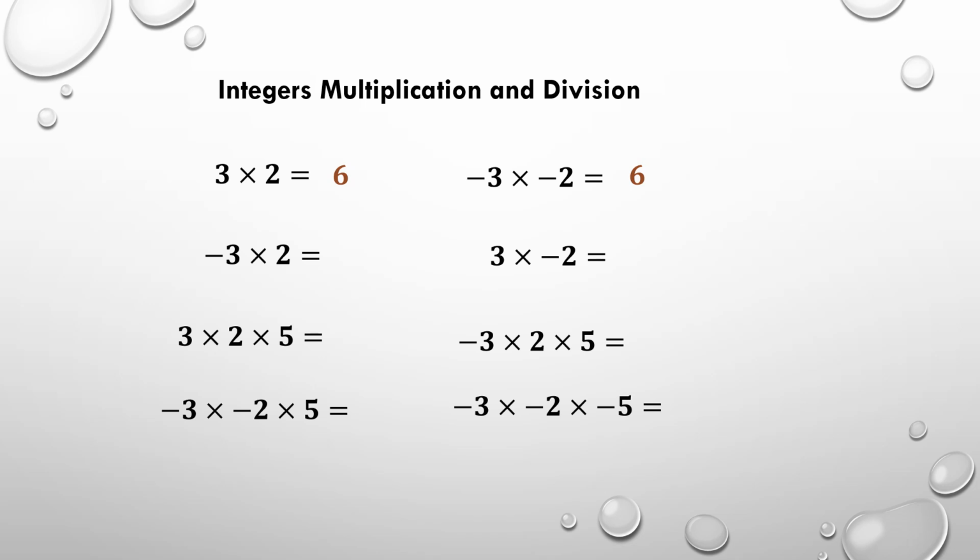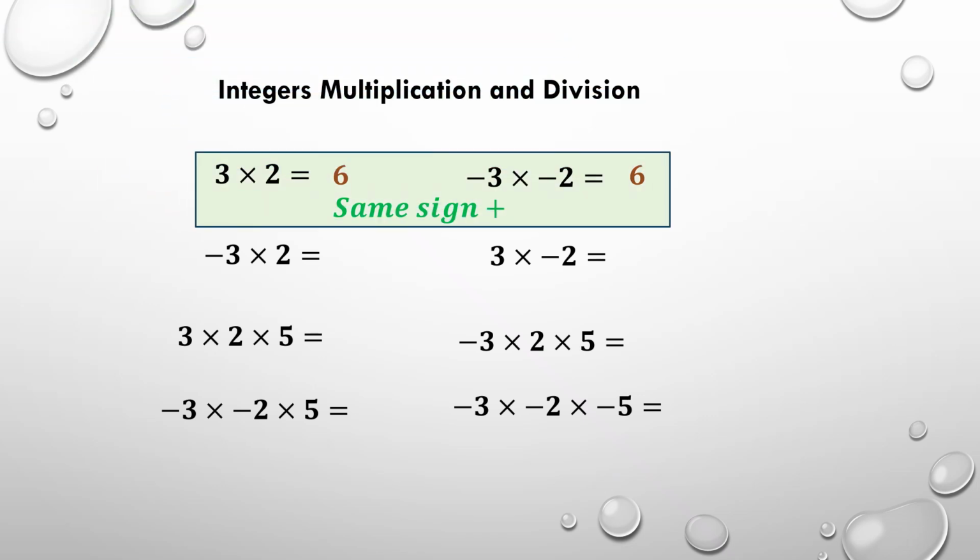Now from these two questions, we will make a rule. If they are both positive, like 3 and 2, or they are both negative, like negative 3 and negative 2, the answer is always positive. So if it's the same sign, the answer is positive.